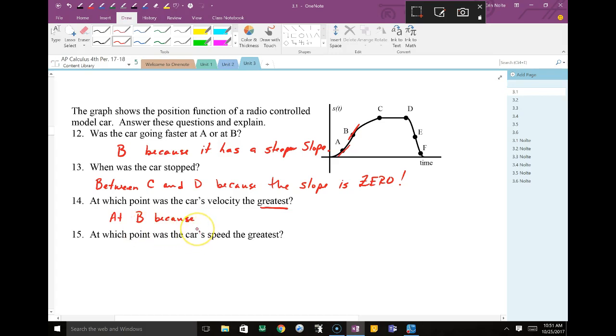Okay, so because, what did we say? Has the greatest positive slope. Good. Positive slope. Okay, so now 15, which one has the greatest speed? Which one is moving the fastest regardless of direction? Okay, that one is going to be E. How can we say that? Has the greatest absolute value slope, though, right?